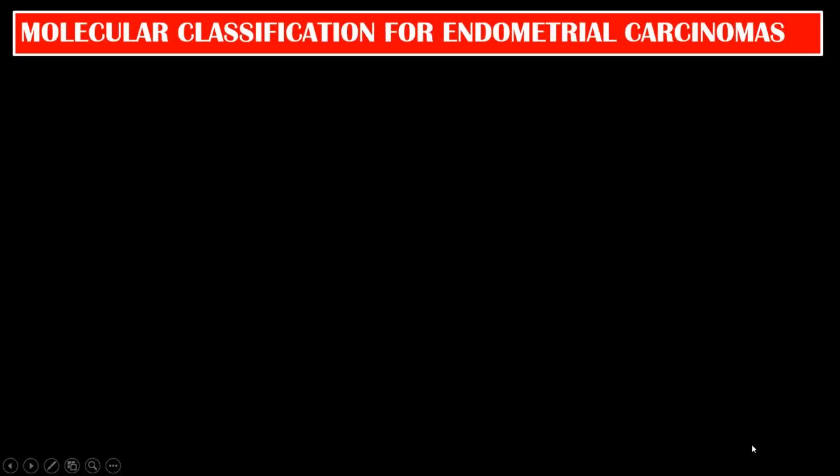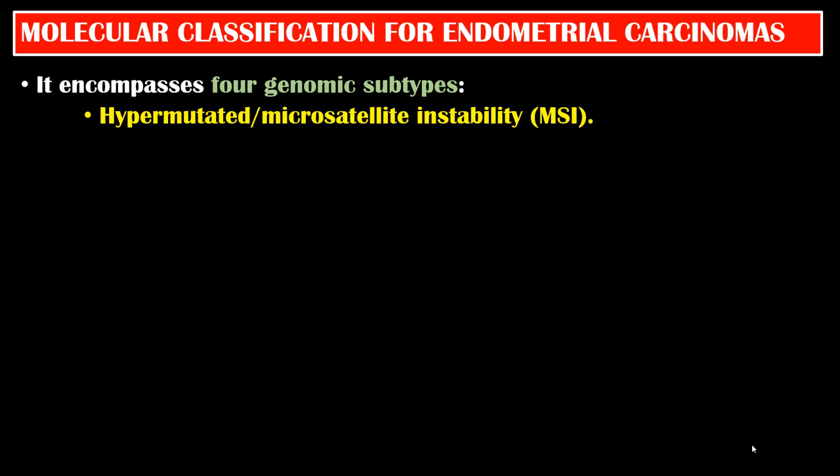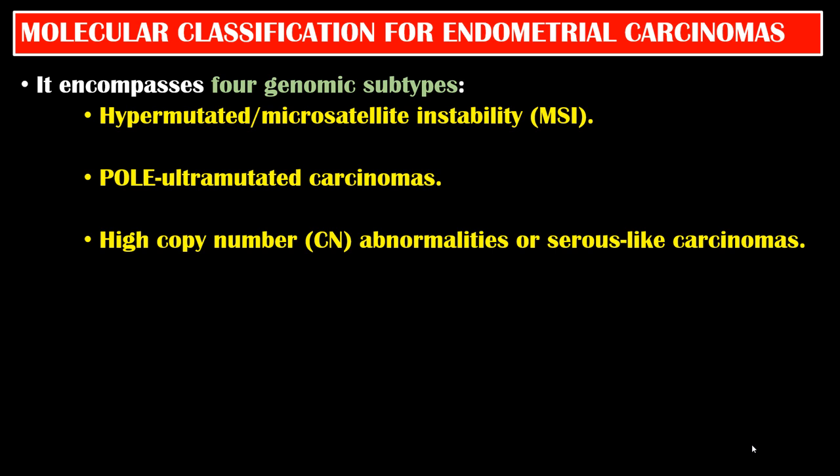What is the molecular classification for endometrial carcinomas? It encompasses 4 genomic subtypes: hypermutated microsatellite instability (MSI), POL ultramutated carcinomas, high copy number abnormalities or serous-like carcinomas, and low copy number abnormalities.